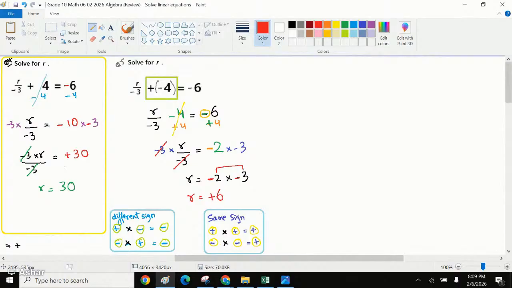Just by changing the sign of one variable. This was positive 4 over here. We made it negative. With a change in one sign, we can have a totally different answer. Okay. Let's have a look at another example.